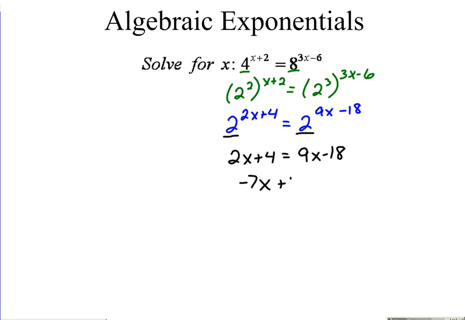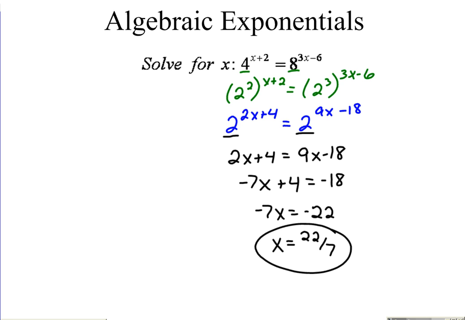Subtract the 9x over. Subtract the 4 over. Divide. And we get positive 22/7.